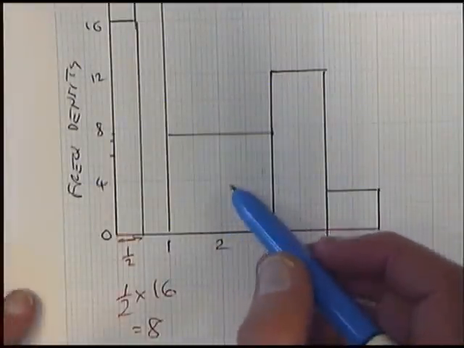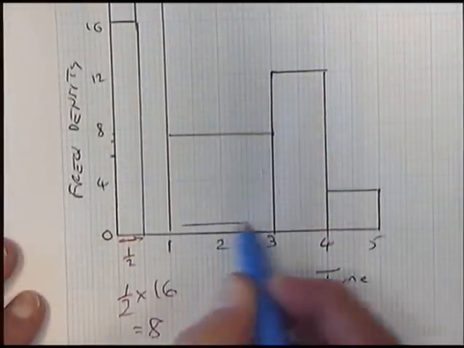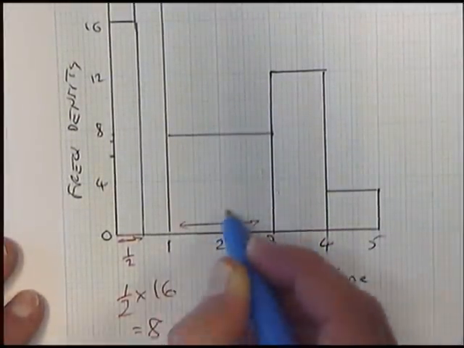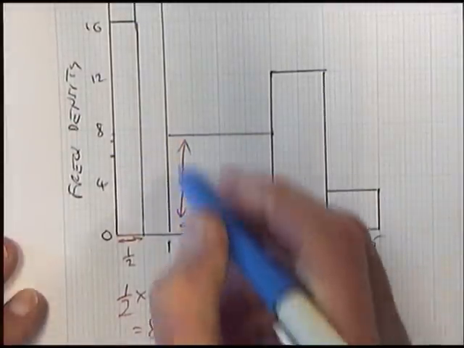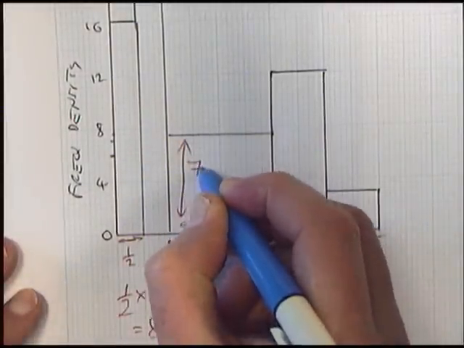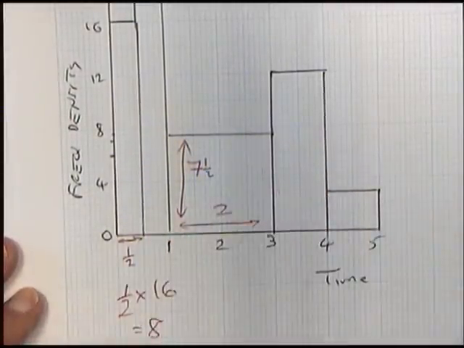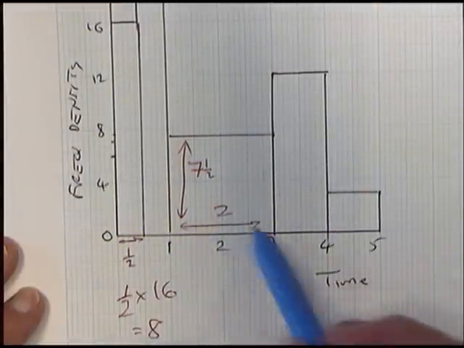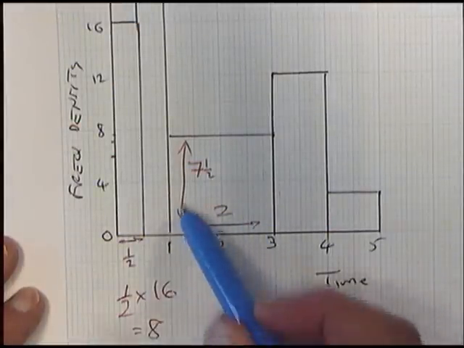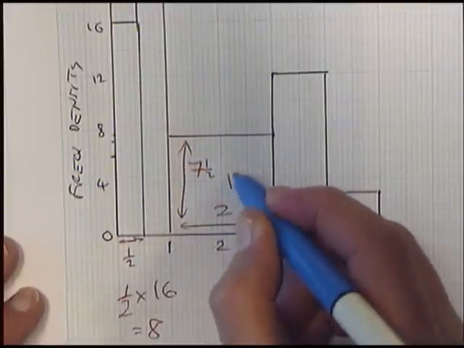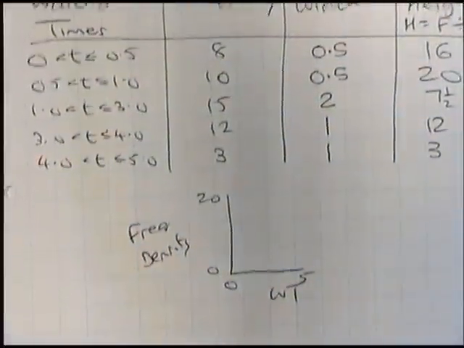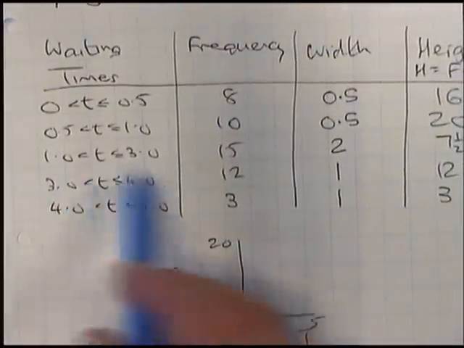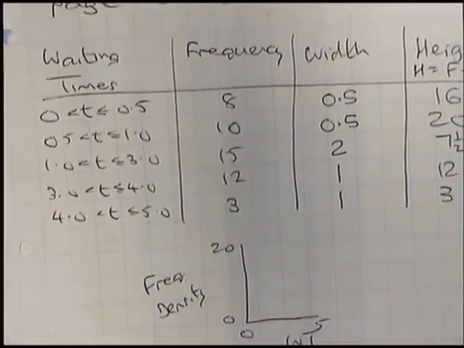So if we look, for example, at this one here, this has got a width along here from 1 to 3 of 2. It's got a height up here from 0 up to 7. Actually, it's 7.5, not 7, 7.5. So the area of this bar, 2 times by 7.5 is 15. That means the frequency for that bit was 15. And if we look back at the table we had earlier, for that bar, the frequency was 15.